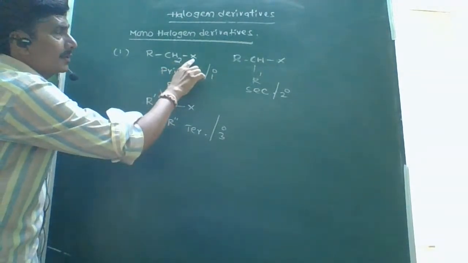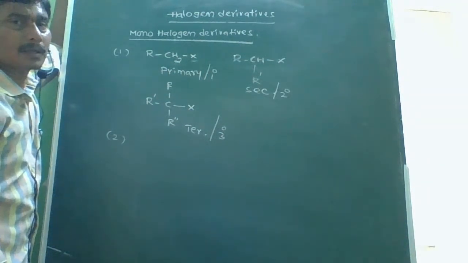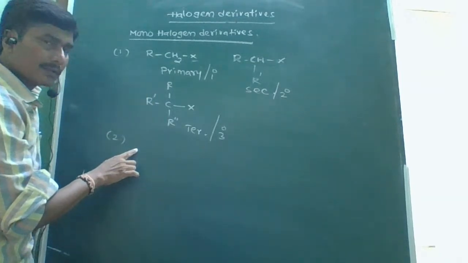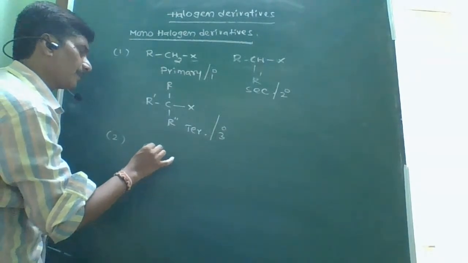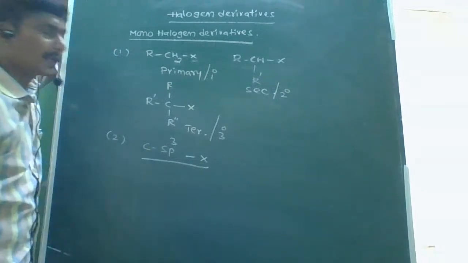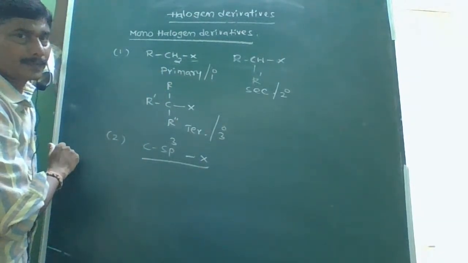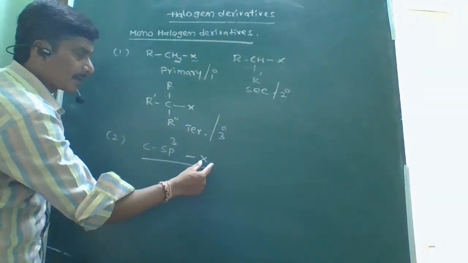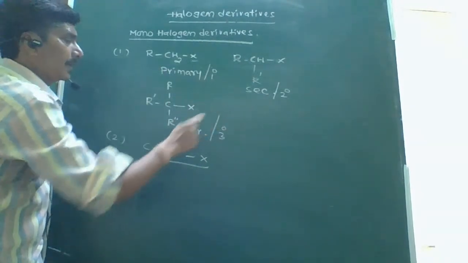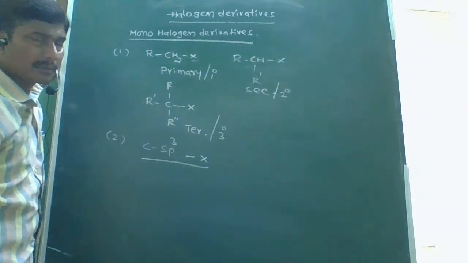Second, in monohalogen derivatives, this halogen atom may be connected with an sp3 or maybe sp2 or sp carbon also. So the classification is based on the attachment of halogen to the sp3 carbon. The first one is based on the type of carbon which is attached. In the second one, the halogen atom is connected with the sp3 carbon. This primary, secondary, tertiary also comes under the classification of sp3 carbon connected with the halogen atom.